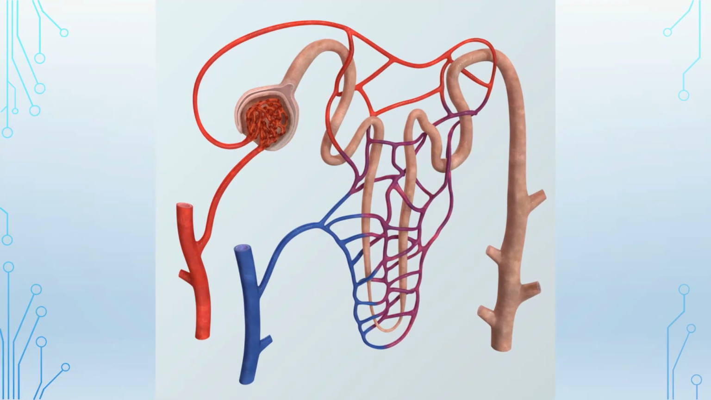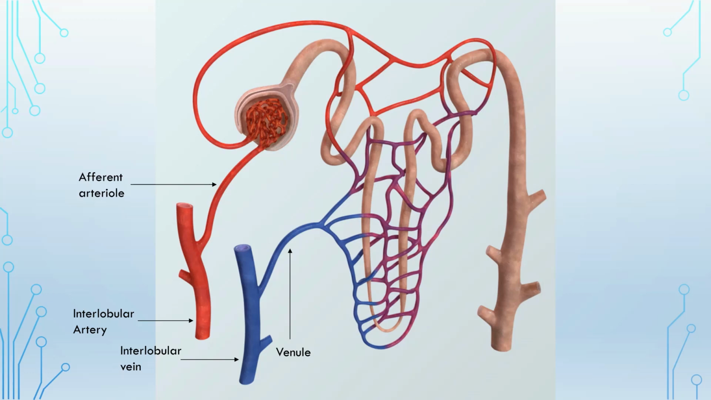Here you can see one interlobular artery and one interlobular vein. The venule drains into the interlobular vein, and the afferent arteriole arises from the interlobular artery. This afferent arteriole goes into the Bowman's capsule and forms a tuft of capillaries which is known as the glomerulus. Then the vessel which is coming out is called the efferent arteriole.